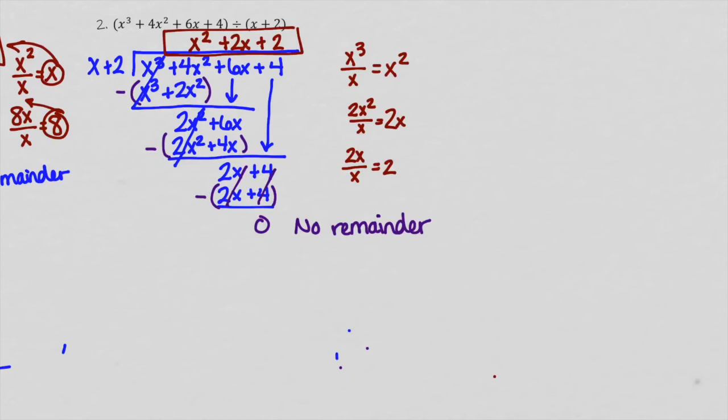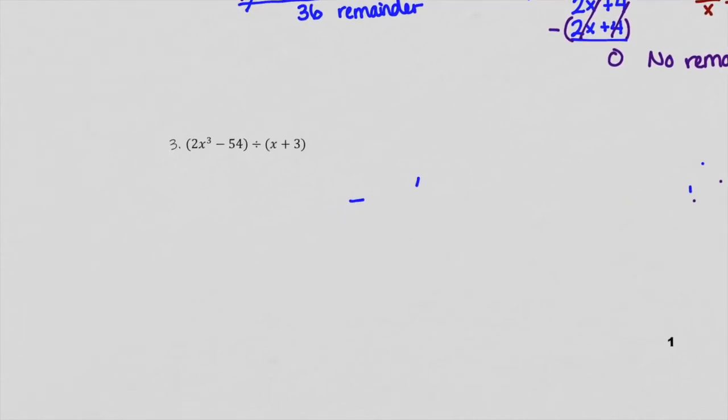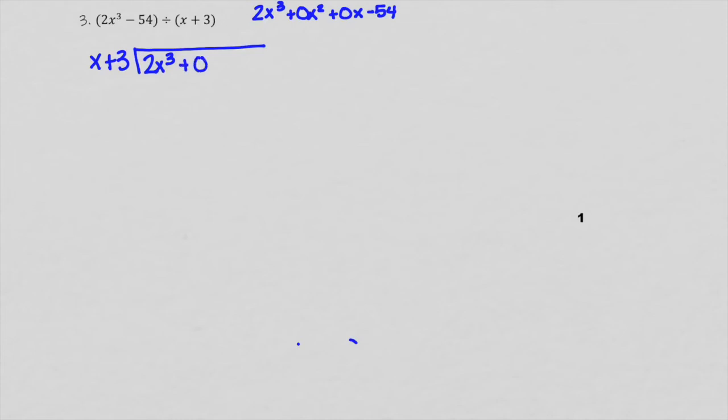All right, number 3. Now when I look at what I'm dividing by, I'm going to divide by x plus 3, so it goes on the outside, and underneath, I can't just write 2x cubed minus 54. I'm missing some terms. I have x cubed, but I don't have an x squared. So that's the same thing as saying 2x cubed plus 0x squared plus 0x minus 54. I was missing 2 terms. You have to count down and have every degree there. So I'm going to write that all underneath.